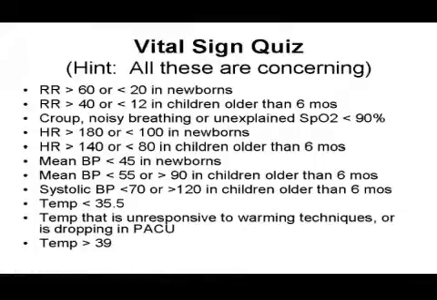Now, if I were to give you a quiz, say these are the vital signs quiz. I'll give you a quiz now, but I'll give you the answer too. All of these are concerning, and whenever I tell you, just think about it: too fast a heart rate or too slow a heart rate in newborns, bad. Croupy, noisy breathing, or any kind of noisy breathing should be concerning at least. Okay, it should prompt you to check whether something is going on.